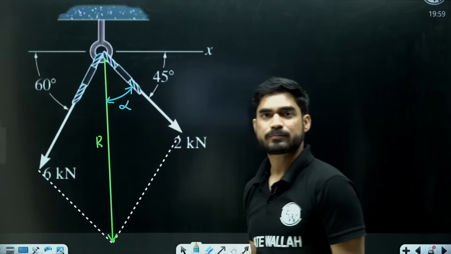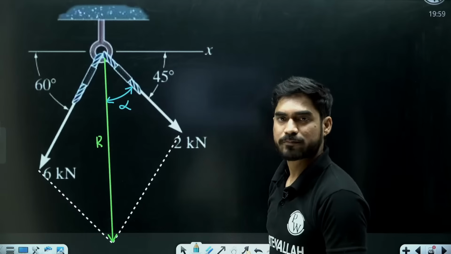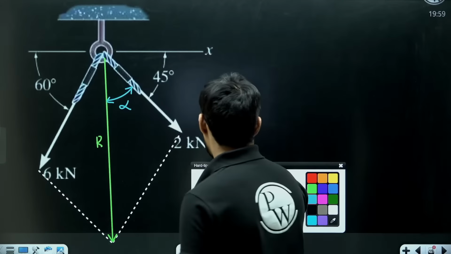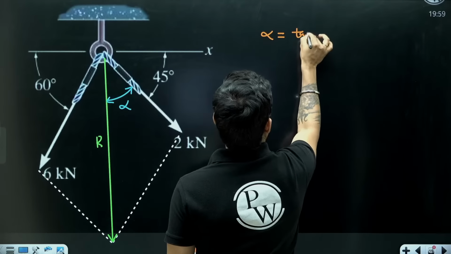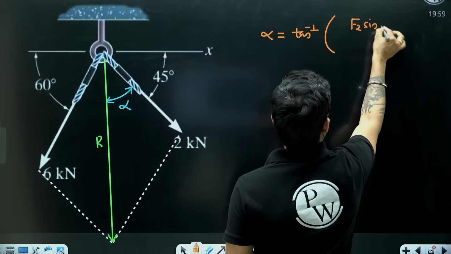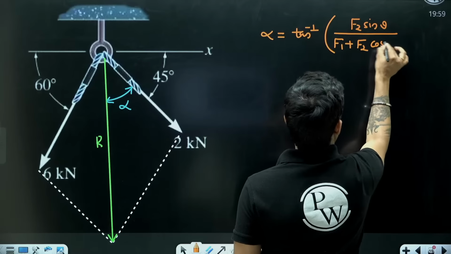alpha, and then I will add 45 degree. So I will get the angle from x-axis to R. So let's find the value of alpha. So alpha will be equal to what? Tan inverse of F2 sin theta upon F1 plus F2 cos theta.